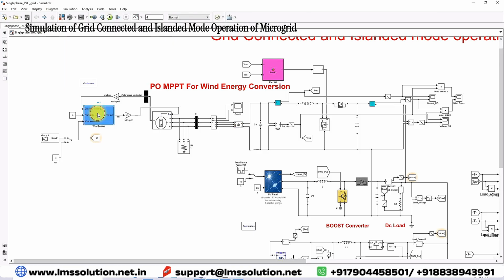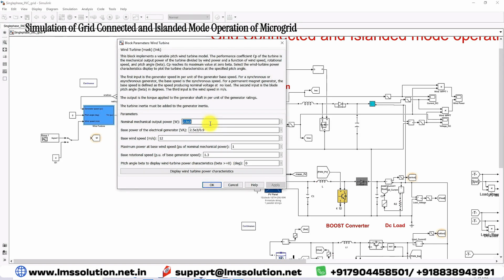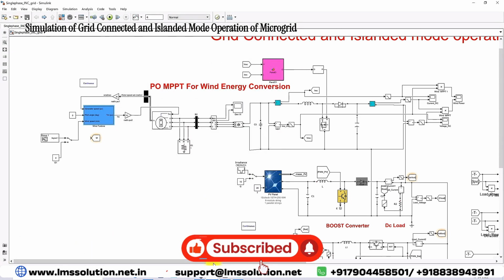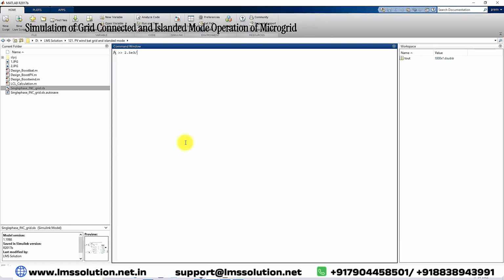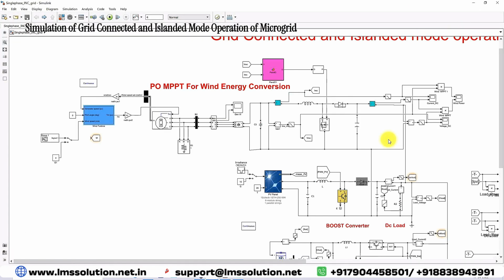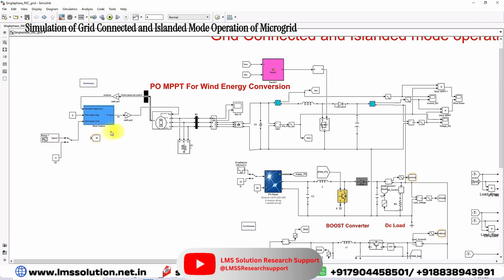The rating of the wind turbine generator is nearly 2.8 kilowatt. That means here you can see the 2.5 e power 3, that means 2.5 kilowatt divided by 0.9, around 2.77, right? 2.78 kilowatt. It can generate maximum 2.7 kilowatt at a rated condition, that means 12 meter per second. And then this power generation can be changed based upon the wind speed. That means it will be changed according to wind speed.